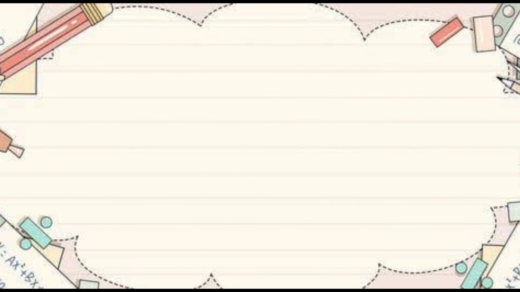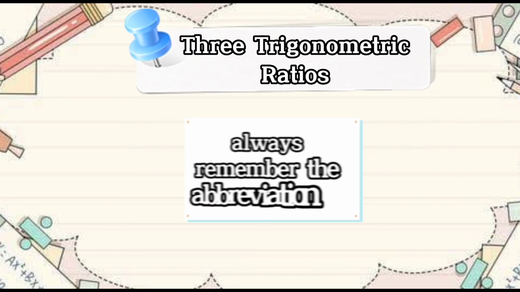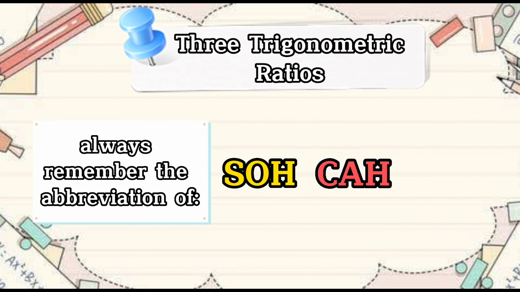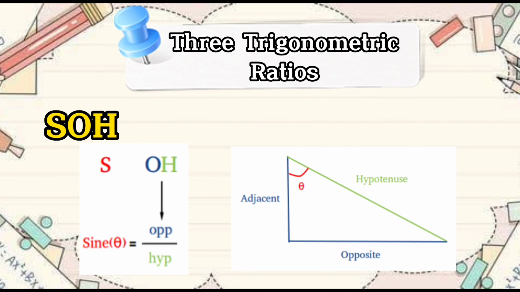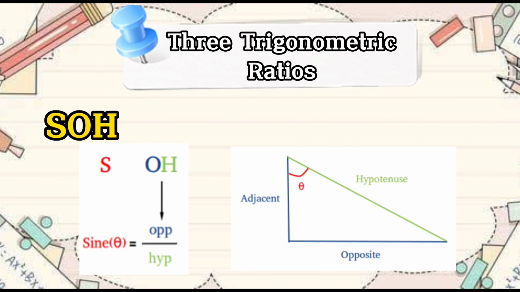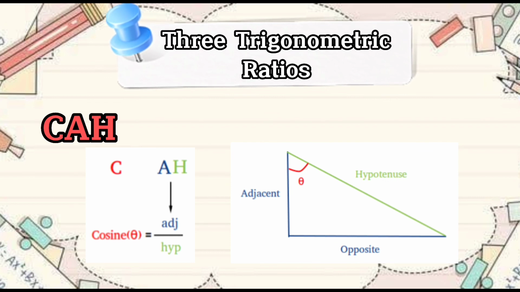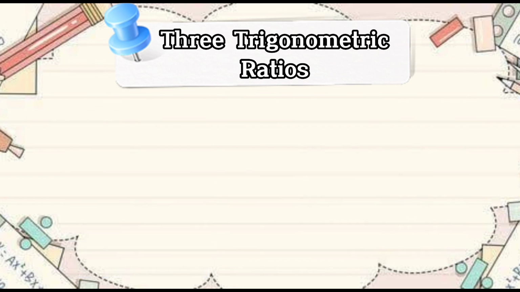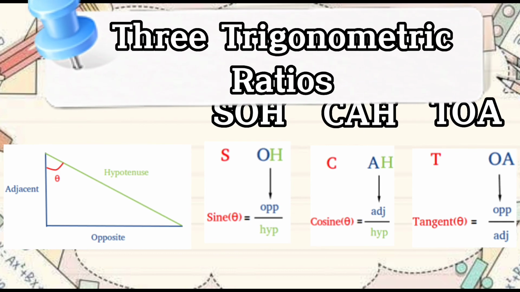Okay, class, para hindi natin makalimutan yung three trigonometric ratios natin, always remember the abbreviation of SOH CAH TOA. Okay? So for sine is equal to opposite over hypotenuse. Cah for cosine is equal to adjacent over hypotenuse. And toa for tangent equal to opposite over adjacent. So this is the end of our lesson about 3 trigonometric ratios.